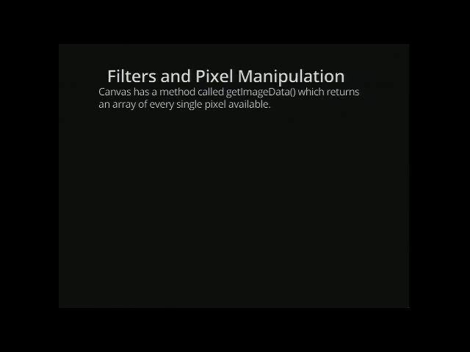So filters and pixel manipulation. Canvas has a method called getImageData, which returns an array of every single pixel available. Better yet, we have access to the red, green, blue, and alpha channels of every single pixel. We can take these pixels, play around with them, change them to whatever we want, and then stick them right back into the canvas.